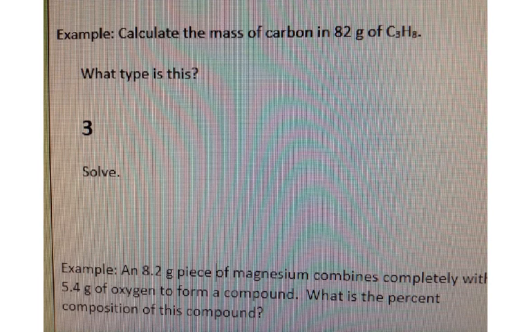Alright, the next one says calculate the mass of carbon in 82 grams of C3H8. So what type of question is this? This is type 3. This is also one that my students struggle with the most. This is not going to be directly taking the percent composition formula. Instead, you're going to be taking a ratio. Alright, so what is that ratio? What we're asking for is, hey, how many grams of carbon are found in 82 grams of C3H8?